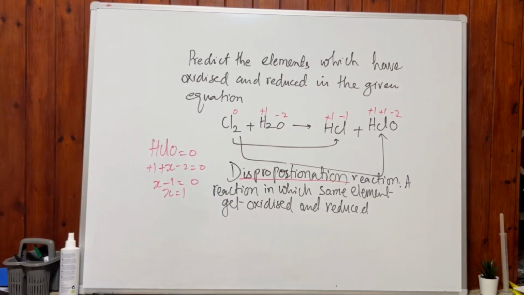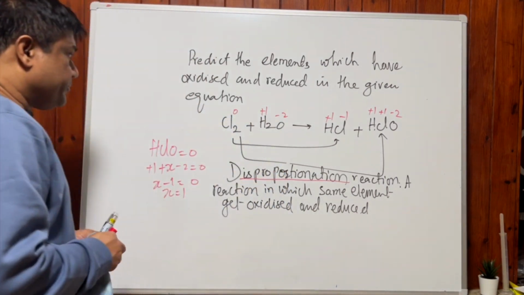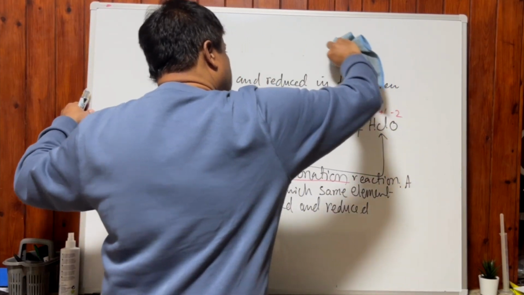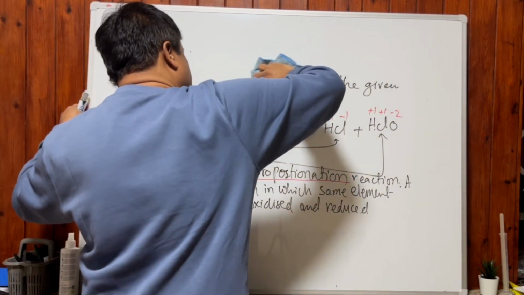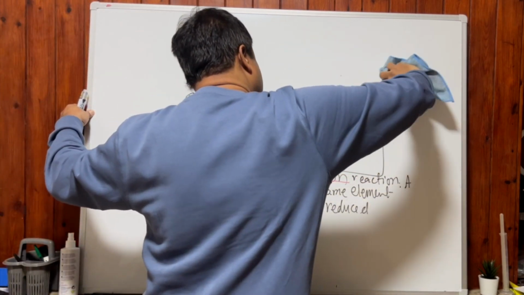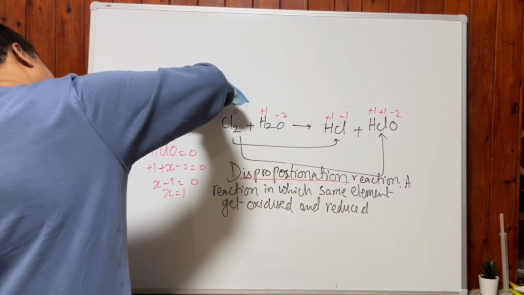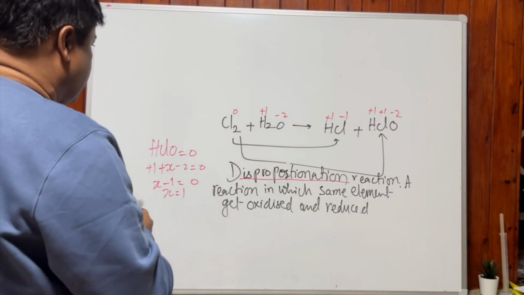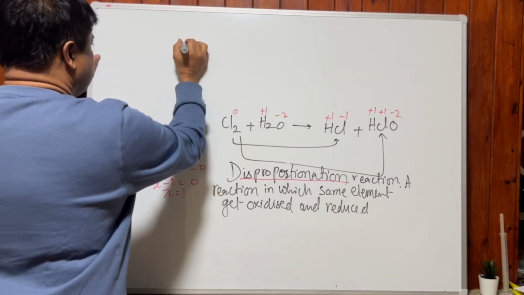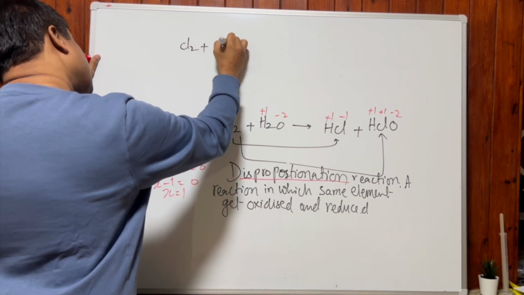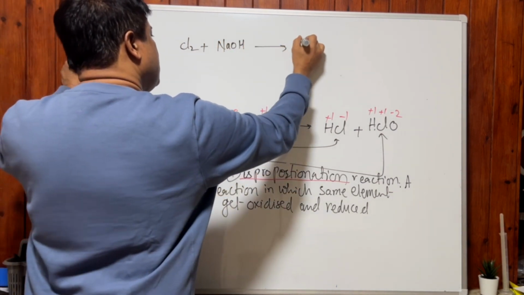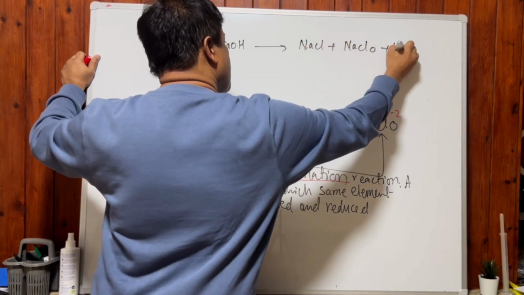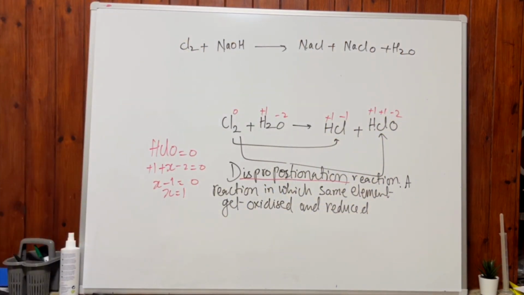One more example of a disproportionation reaction. Sodium hydroxide when it reacts with chlorine, when chlorine gas passes through sodium hydroxide, we have two conditions. You can take cold and dilute sodium hydroxide, or hot and concentrated sodium hydroxide. Cl2 plus NaOH, cold and dilute, you get NaCl plus NaClO plus H2O.